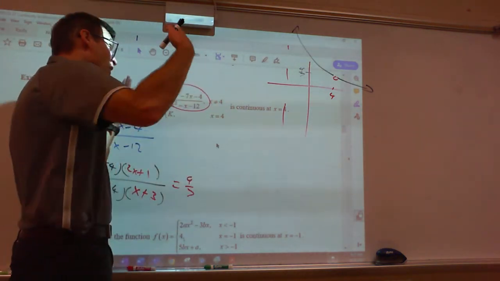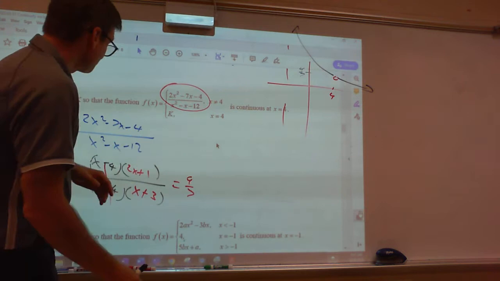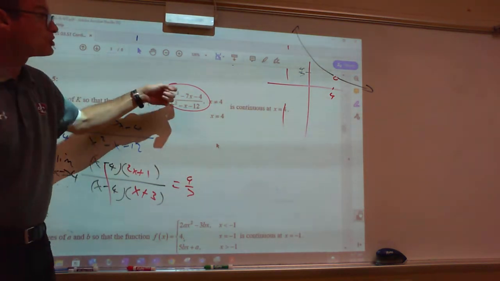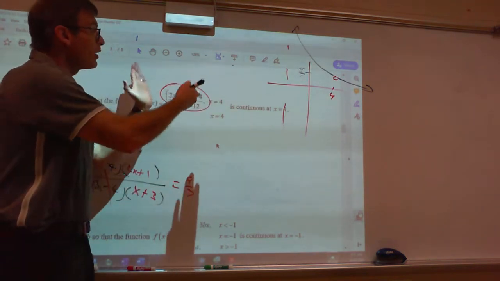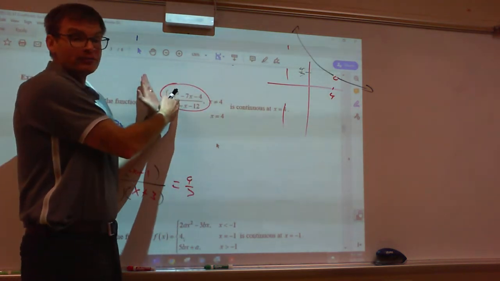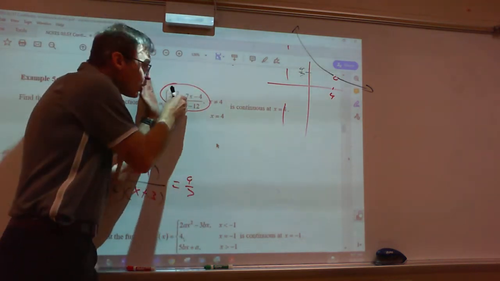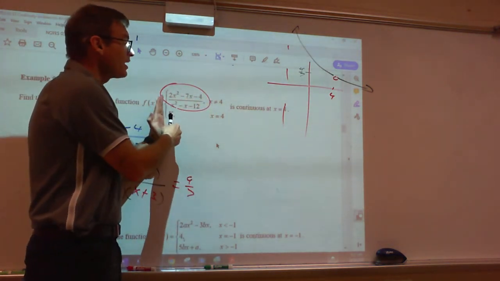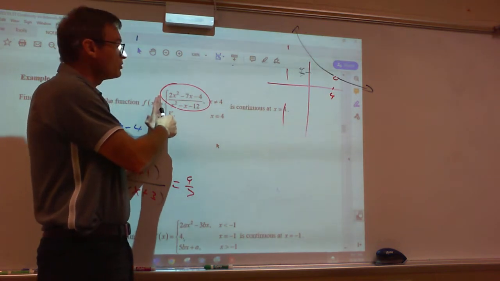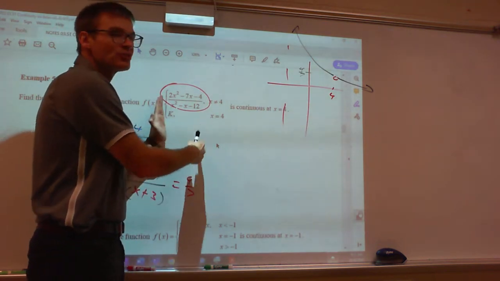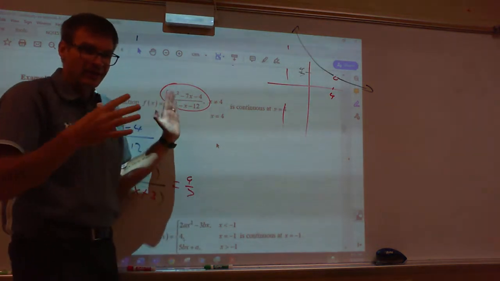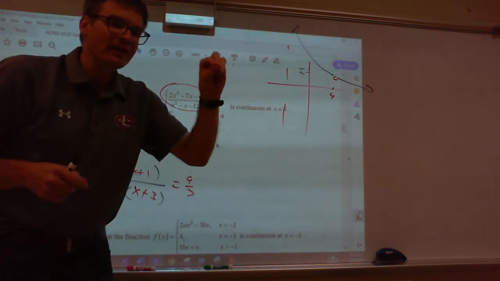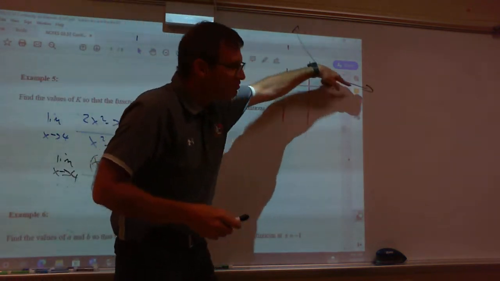Now, what is this question asking? It says, find the values of k so that this function is continuous. Meaning, we're admitting there is a hole here. We know there's a hole at x equals 4. This is asking, at what y value do we need to plug a dot in so it fills in the hole? Does everybody kind of see that picture? This is asking, where do we put the dot so it fills in the gap?